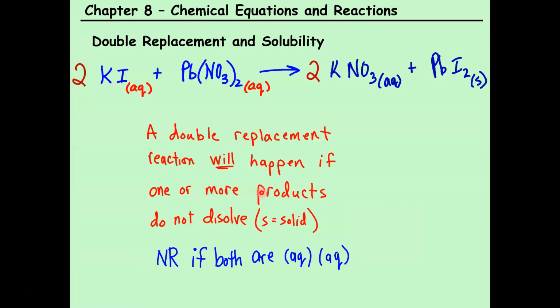Okay, here's your general rule. For a reaction to happen, one or more of the products, and there's always two of them in this case for double replacement, one of them has to be a solid for the reaction to happen. If they're both AQ and AQ, then all you get is a beaker full of ions and nothing happens. So in order for a double replacement reaction to actually happen, you have to have at least one of the products become a solid, a precipitate.